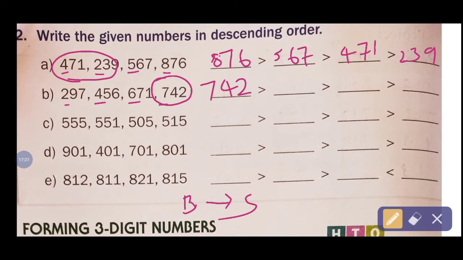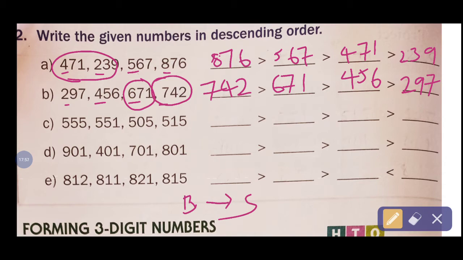The next number. So 2, 4, 6 only, right? 671. And see, 2, 4, which is the bigger number? 456. Okay, next. The last number is 297 as usual. Clear children? Understood all of you? Very simple, very easy. Okay.